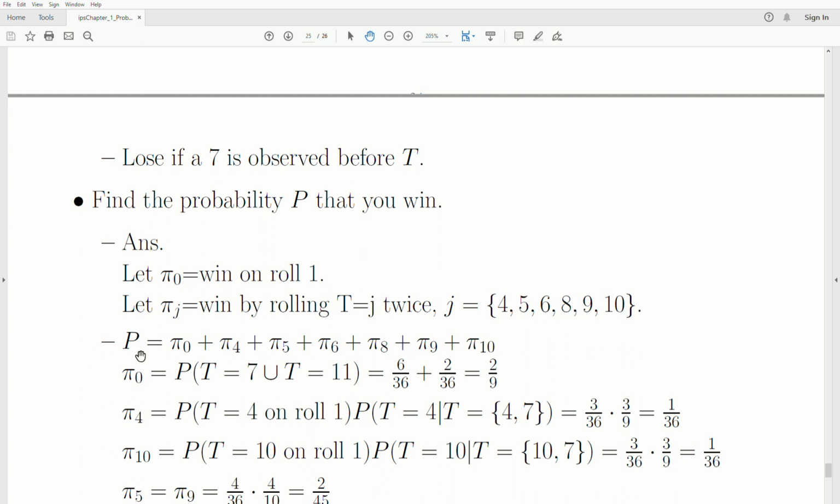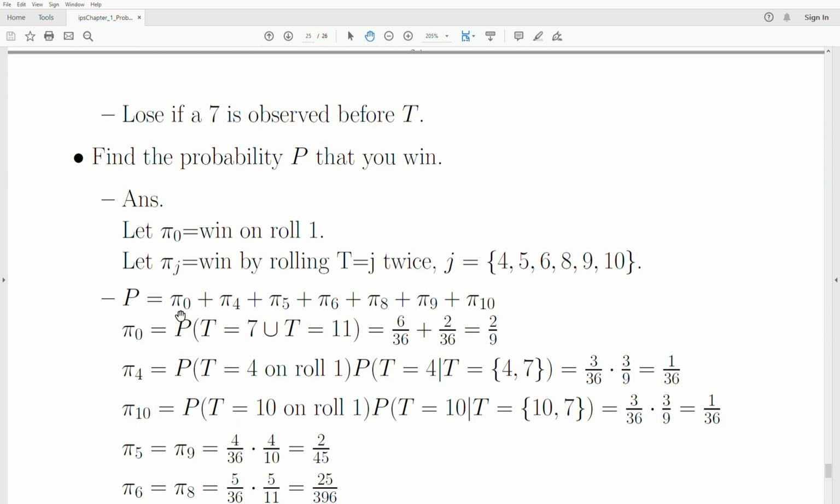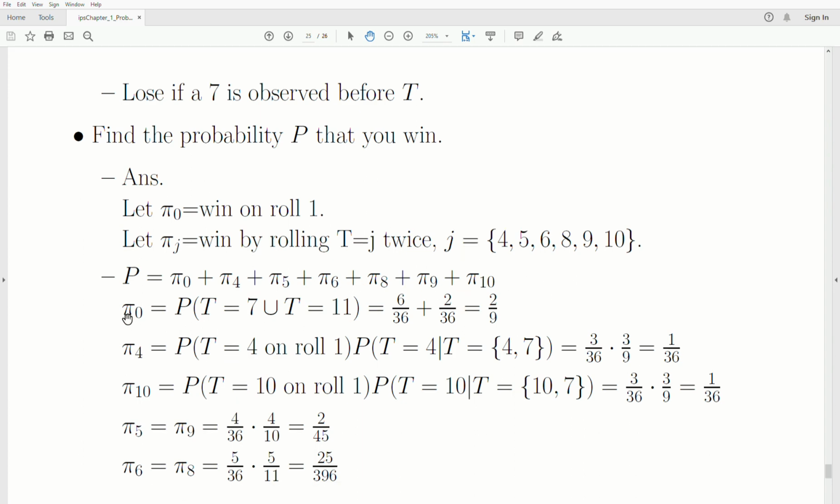So the probability that we win is actually the sum of these probabilities, pi 0, pi 4, pi 5, 6, 8, 9, 10. So let's start calculating. So pi 0, the probability we win on roll 1, is the probability t equals 7, or, which means union, t equals 11. 6 ways to roll a 7, 2 ways to roll an 11, so it's probability 2 over 9.